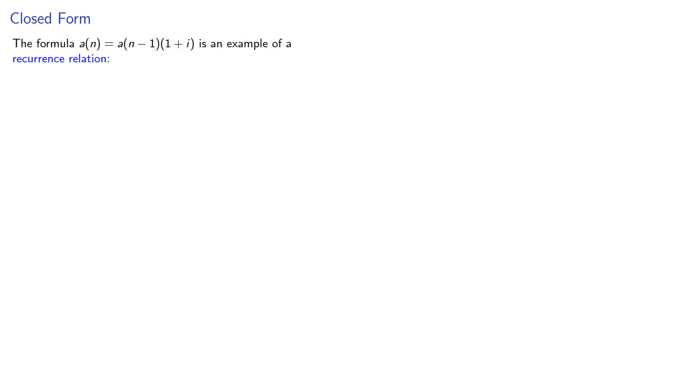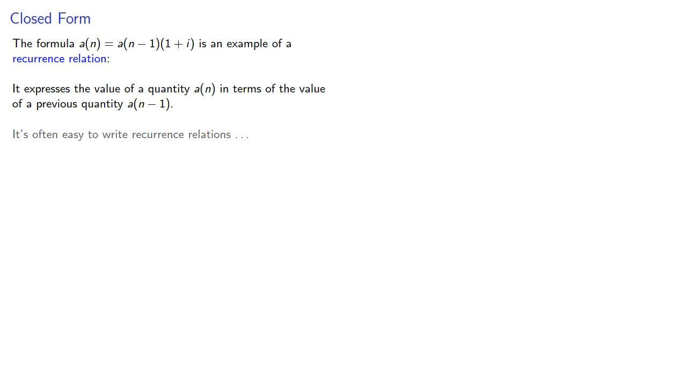This formula, a of n minus 1 times 1 plus I, is an example of what mathematicians call a recurrence relation. It expresses the value of a quantity a n in terms of the value of a previous quantity, a of n minus 1. It's often easy to write recurrence relations, as we just did, but it's hard to work with them.